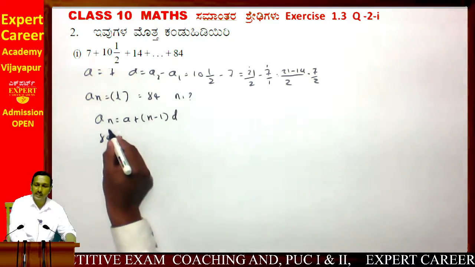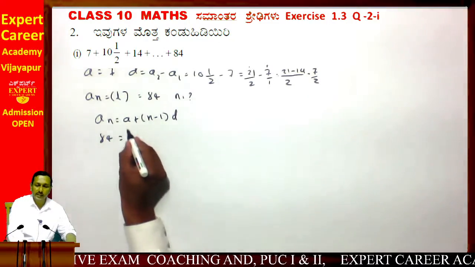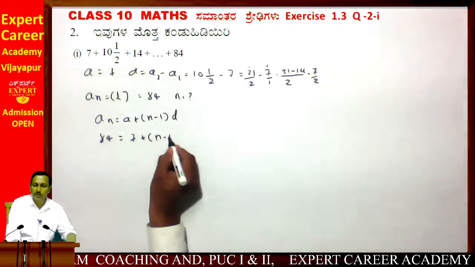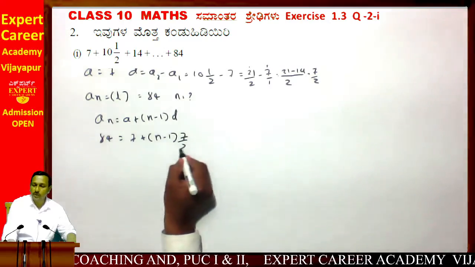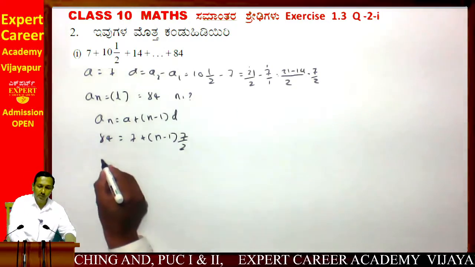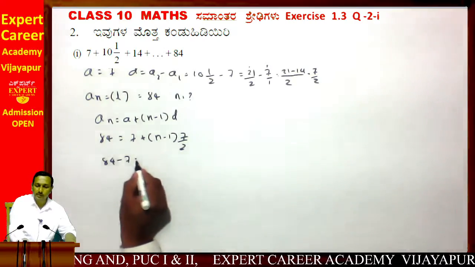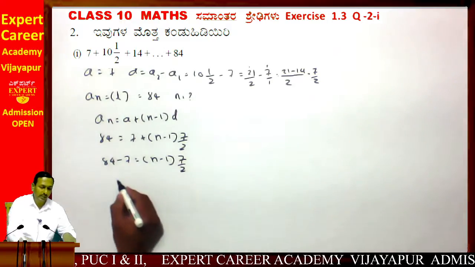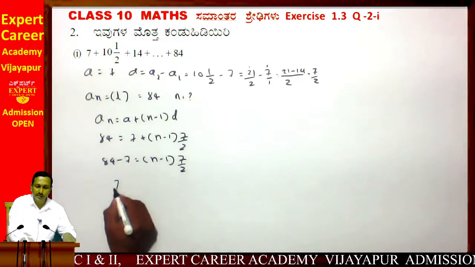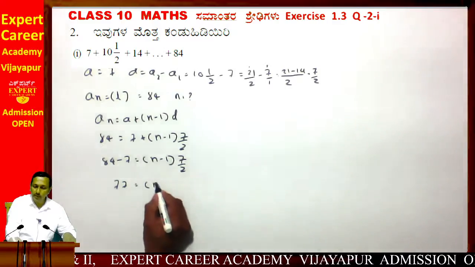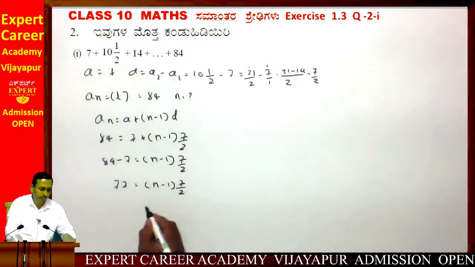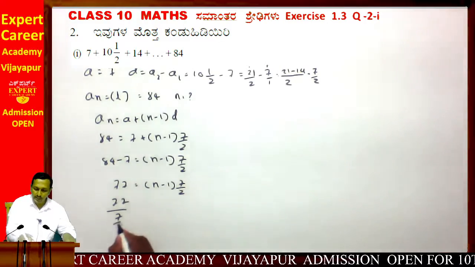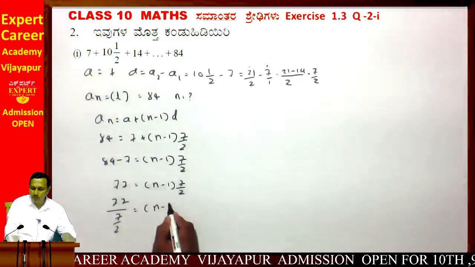an is 84, so 84 equals a, which is 7, plus n minus 1 into d, the difference 7 by 2. So 84 minus 7 is 77, equals n minus 1 into 7 by 2. Then 77 divided by 7 by 2 equals n minus 1.